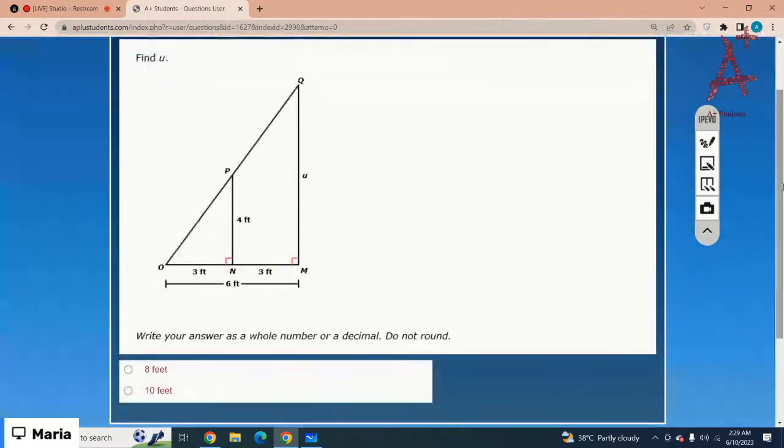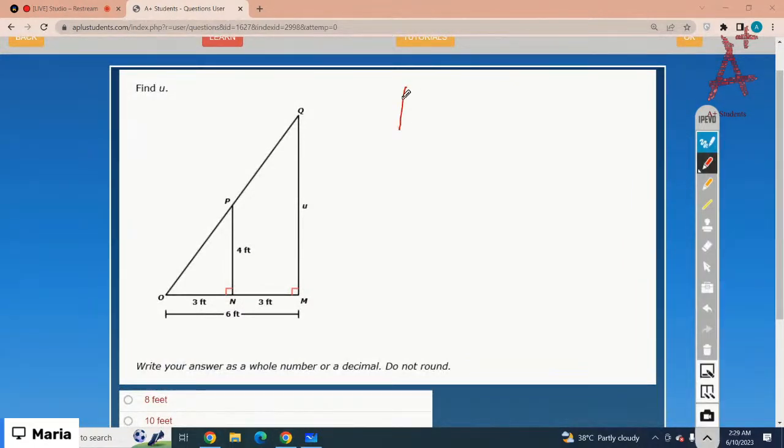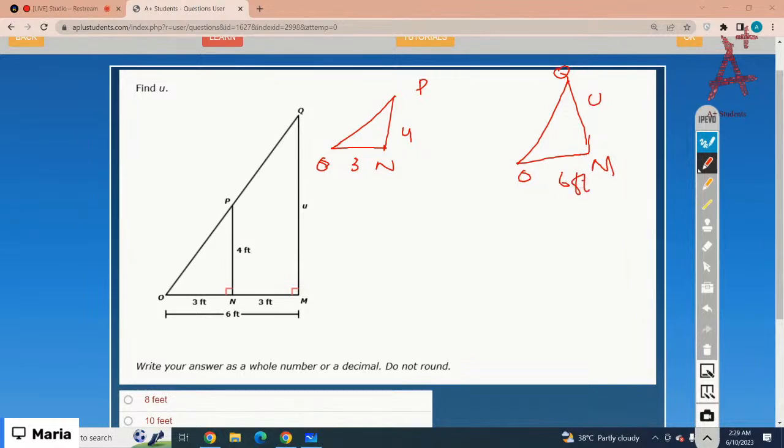Okay, you can draw two separate triangles. Got it? One, the smaller one, P and O. That is the smaller triangle PNO, and the measurements are this is 4 and this is 3. And that would be the greater triangle QMO. This one you have to find. This one is 6 feet, and that's it.